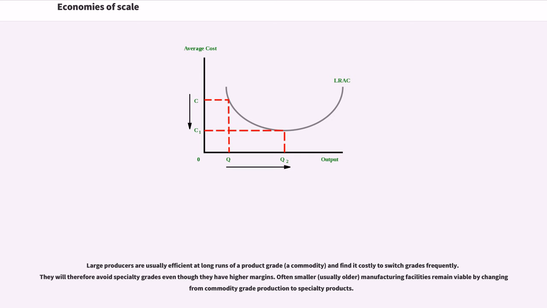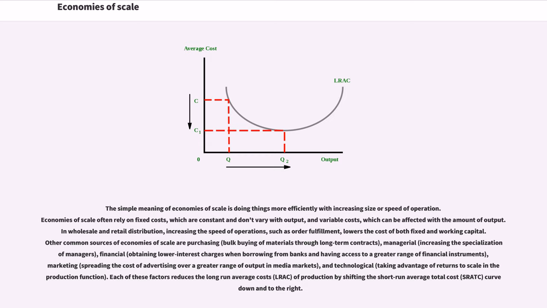Large producers are usually efficient at long runs of a product grade, a commodity, and find it costly to switch grades frequently. They will therefore avoid specialty grades even though they have higher margins. Often smaller, usually older, manufacturing facilities remain viable by changing from commodity grade production to specialty products. The simple meaning of economies of scale is doing things more efficiently with increasing size or speed of operation.